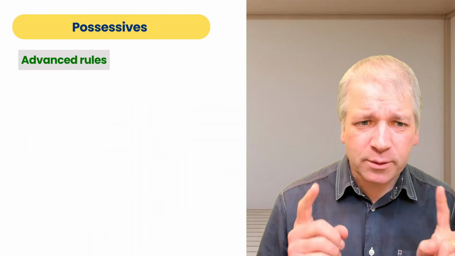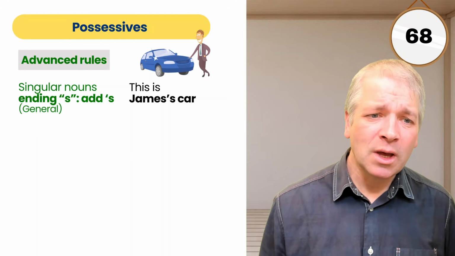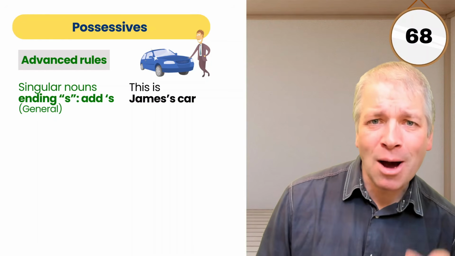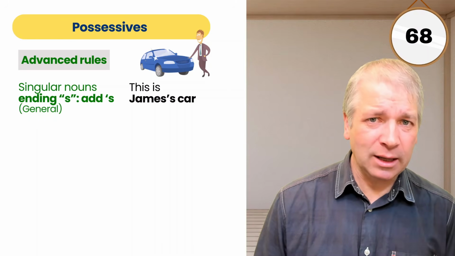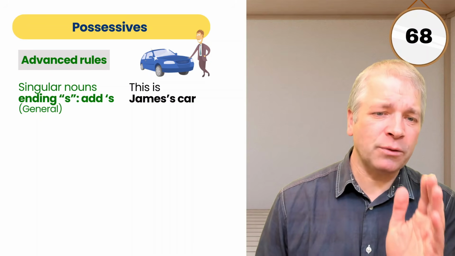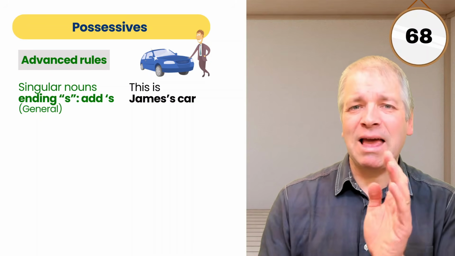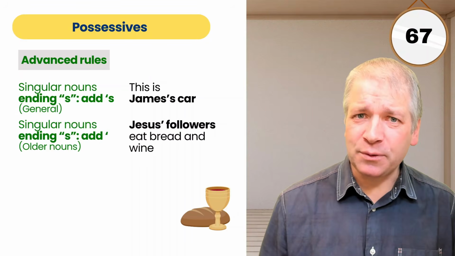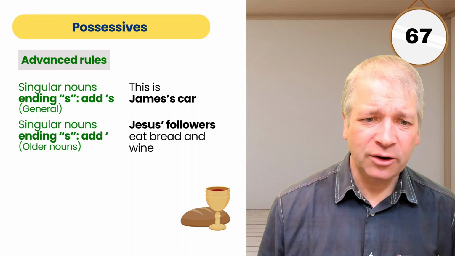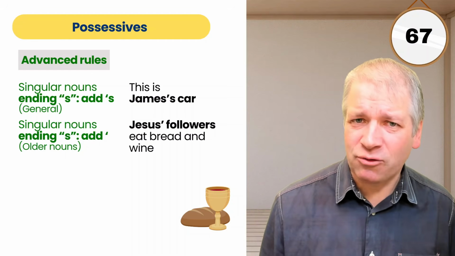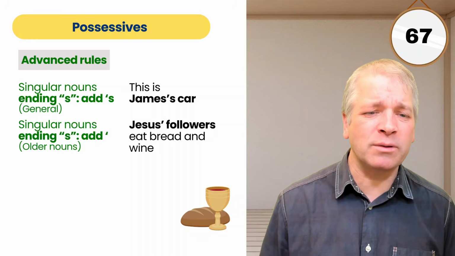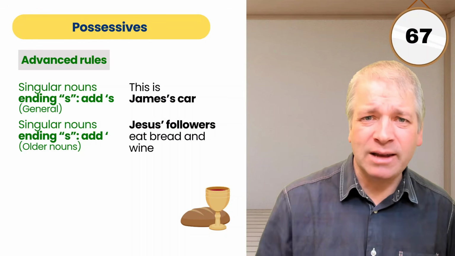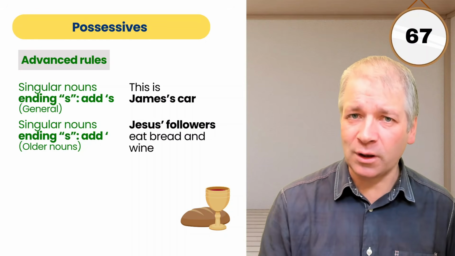But there are advanced rules for possessives too. What do you do if a noun ends with an S? Well, in most cases, if it's singular, you still place the apostrophe before the next S. But if you're talking about older nouns that come from older examples of English, then sometimes we don't add that extra S. For example, Jesus' followers eat bread and wine. Here, the possessive form is simply indicated by the apostrophe after the S.